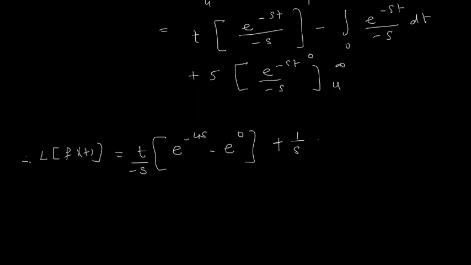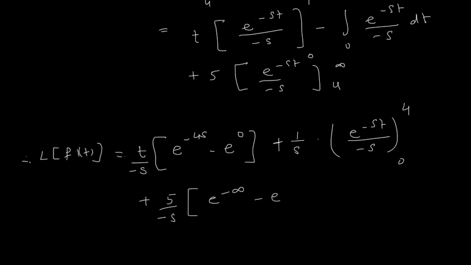again it is integrated and I will get e raised to minus st upon minus s, now the limit is 0 to 4, and plus I have 5 here, 5 upon minus s we will say, e power minus infinity minus e power minus 4s. Infinity into s will be infinity, so I have not written infinity into s.